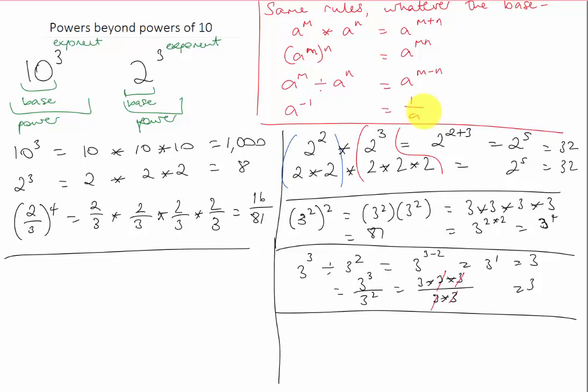Alright, so we don't have to have 10 as our base, so that's what we're using in scientific notation, but we can use another number if we want. And these same rules that we're familiar with from base 10 still apply, whatever the value of the base is.